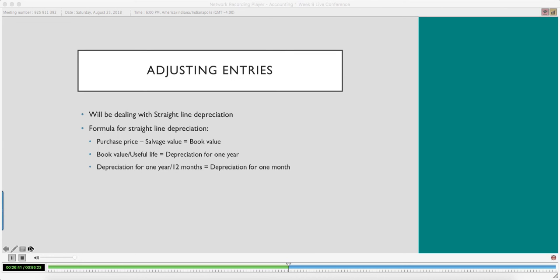Okay, straight line depreciation. The good thing is for the month of April, it gives you the amount of depreciation. So you do not have to calculate it. May, you will have to calculate it. So this formula is needed.